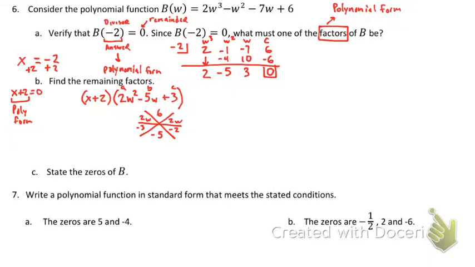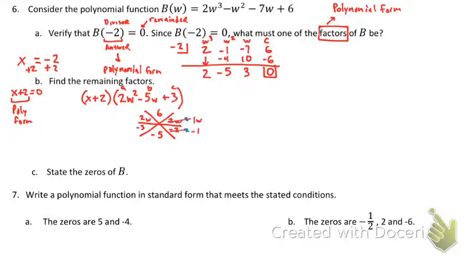So now we want to reduce if we can. Can I reduce this, 2 and negative 3? Can I divide these? Nope. How about here? Yes, I can divide these by 2. Reduce by 2. This turns into 1w. This turns into negative 1.